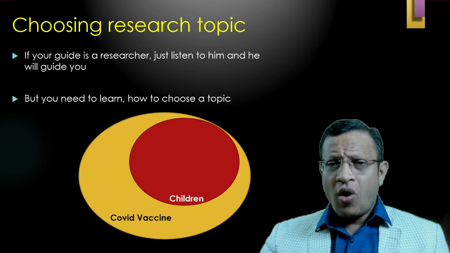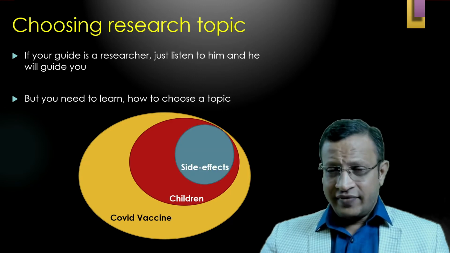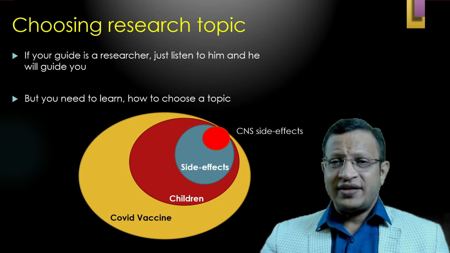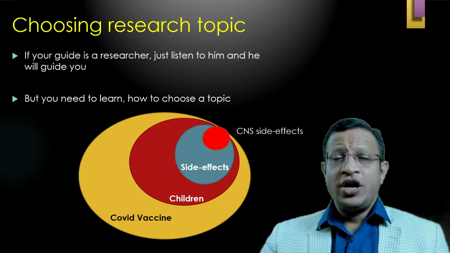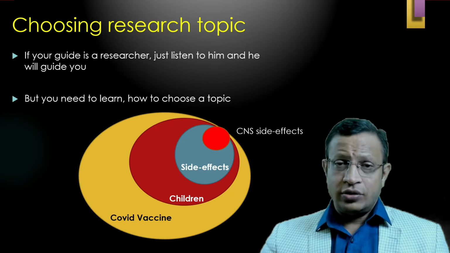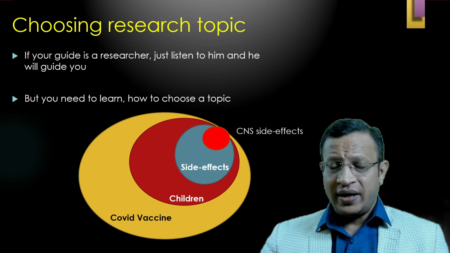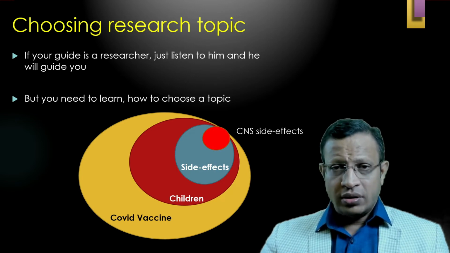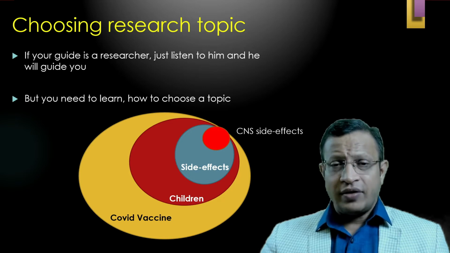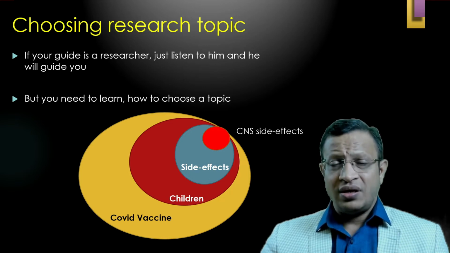Again, with regard to what? Is it with regard to side effects? The next question will be what type of side effects? CNS side effects. So you need to be very specific. Though you have chosen the research topic, the topic may be very broad. Now the question should be very specific. What question are you going to ask in your research?